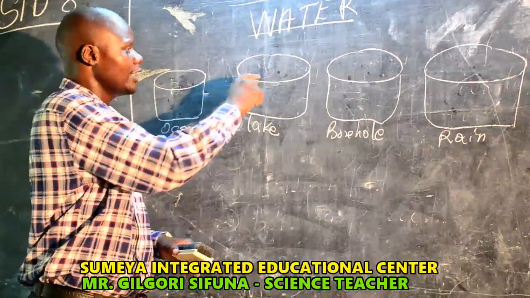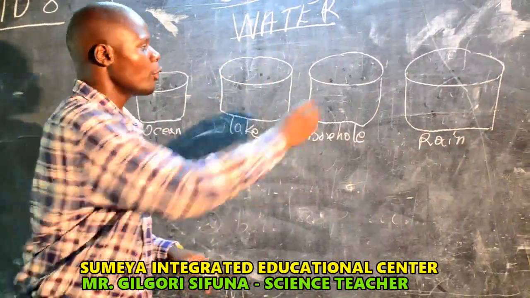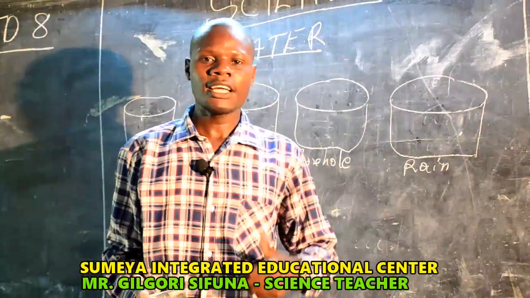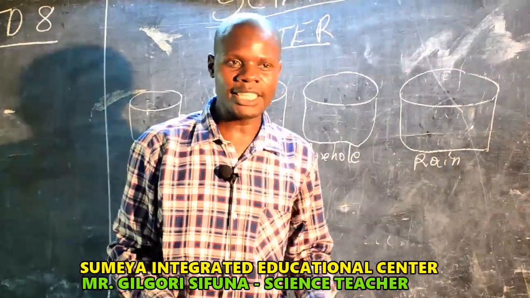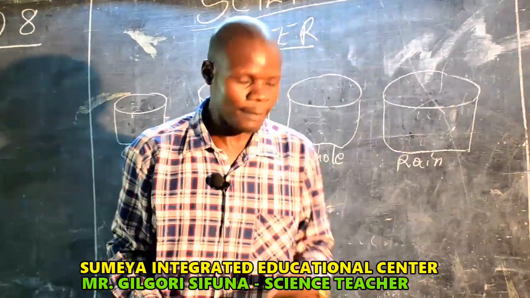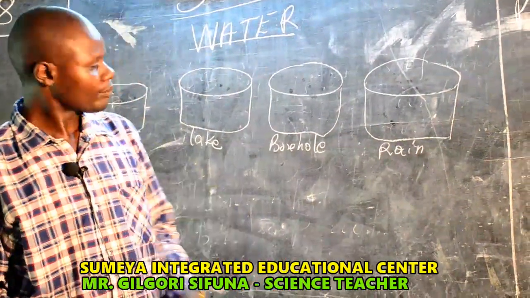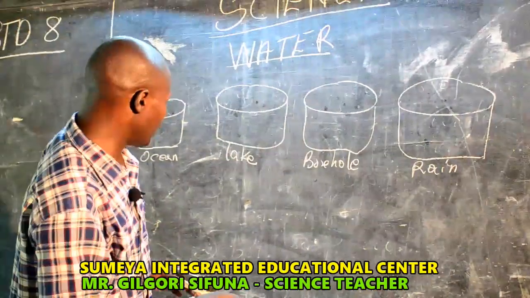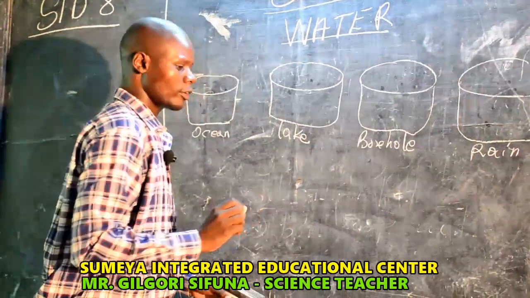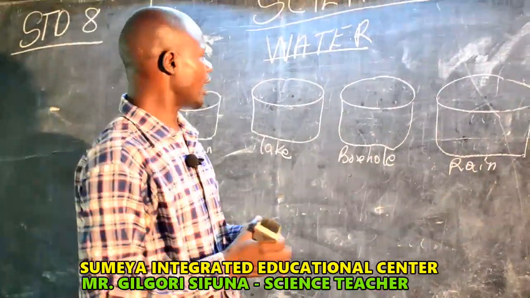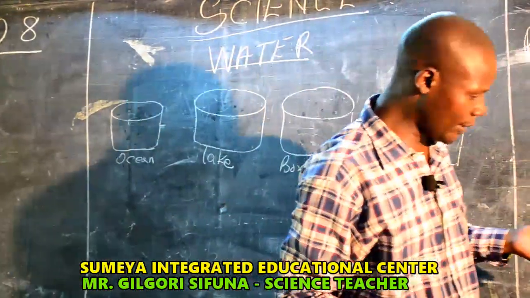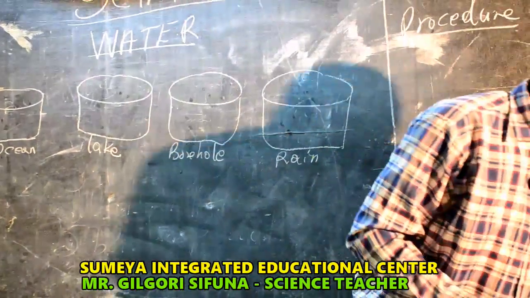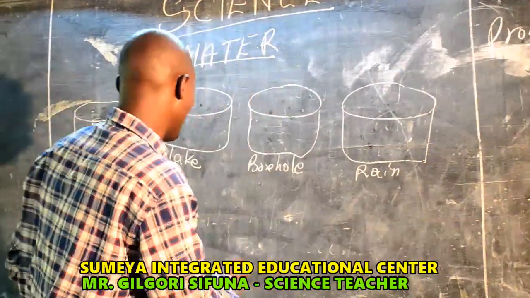You start lathering. You lather here with the soap, you lather here, and see which one is producing lather first and which one is not producing lather. Now from there, you will have to come up with your conclusion, what you have collected from your experiment. After the procedure, you will have to see what you have observed.